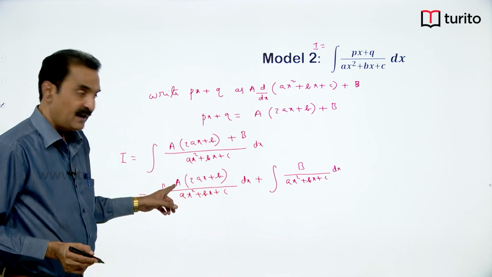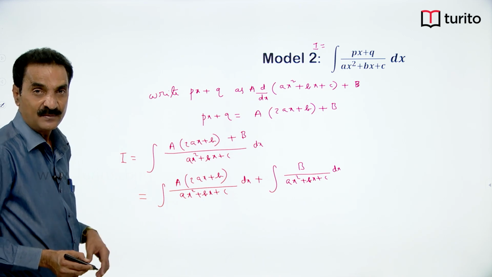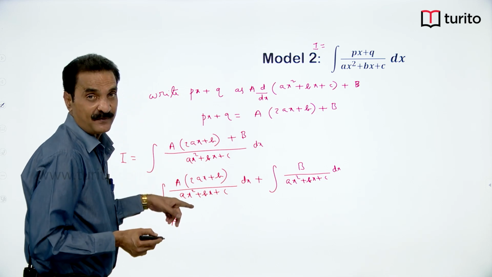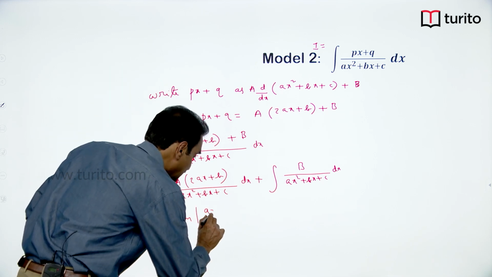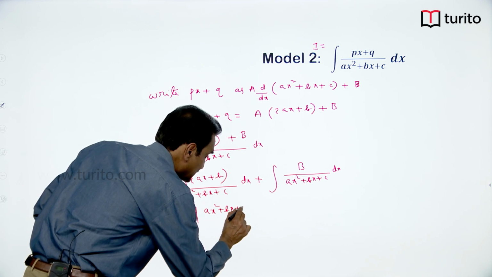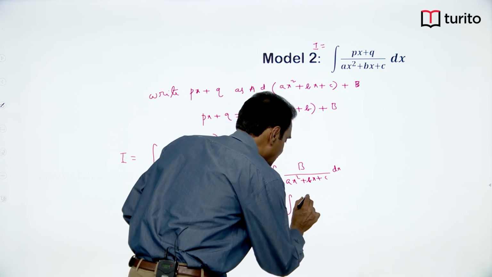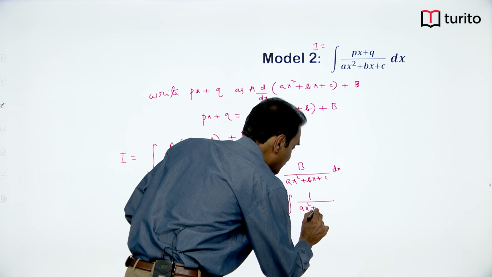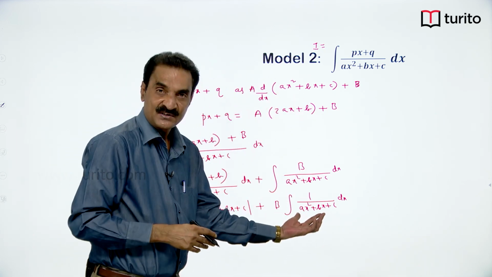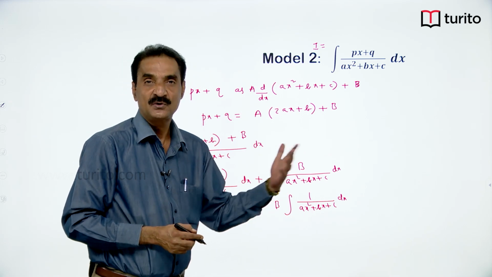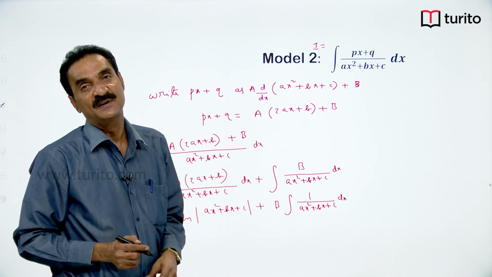Now, A is constant, B is constant, so we can take them out. A into, numerator is the derivative of denominator, so what will be the integral? It is f dash x by f of x form. Integral f dash x by f of x is log mod f x. So you will get log mod ax square plus bx plus c, plus, taking B outside, integral 1 by ax square plus bx plus c, and this is the previous model. Before this, we have already discussed the method of finding integral 1 by ax square plus bx plus c. In that method we can calculate this integral. So this is the method of integrating px plus q by ax square plus bx plus c.